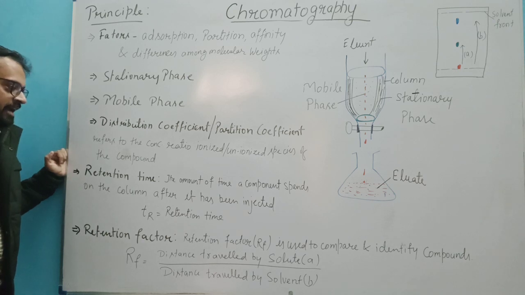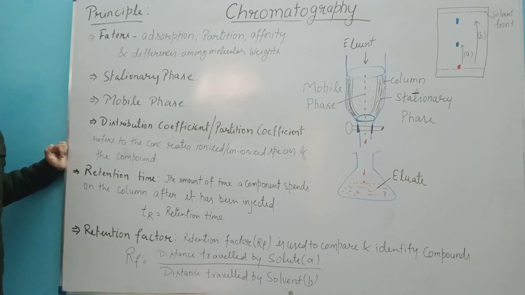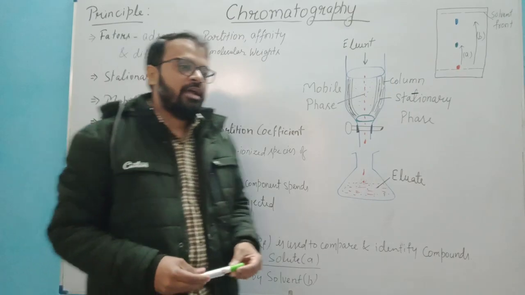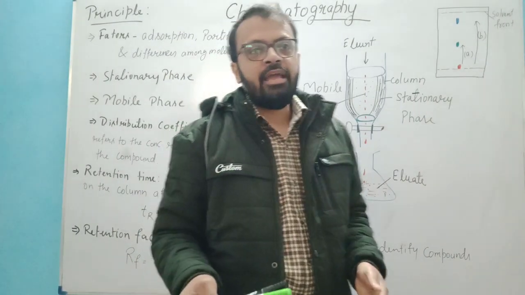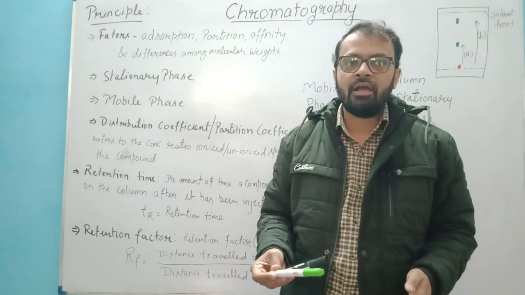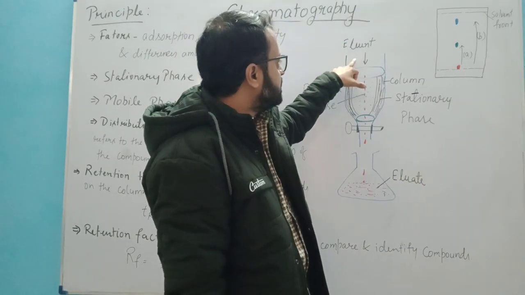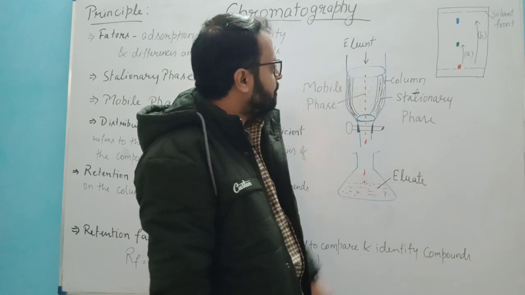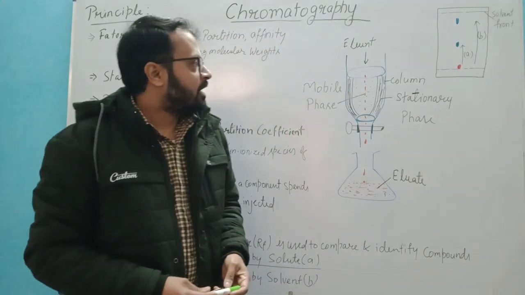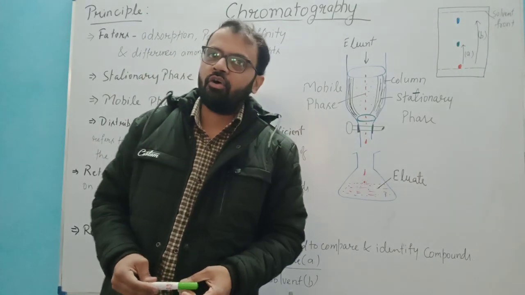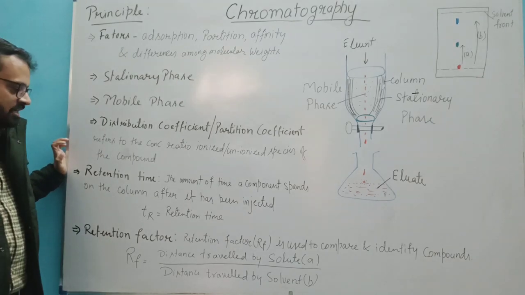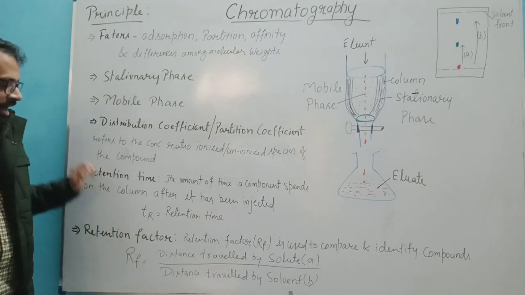Another is retention time. Retention time is the amount of time a component spends on the column after it has been injected. It means the time spent by a component in the column. Suppose this compound passes through the column, the time spent by the component in the column is recorded as retention time. This retention time is denoted as small t, capital R, tR.